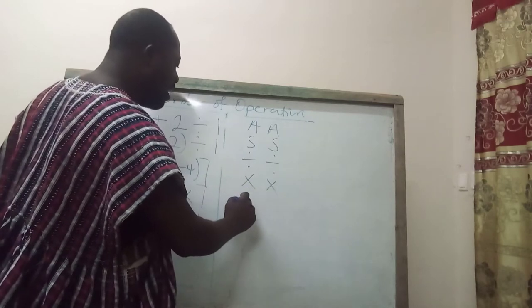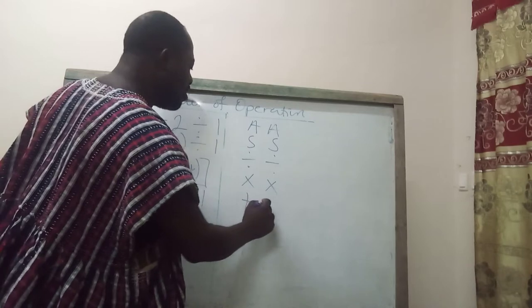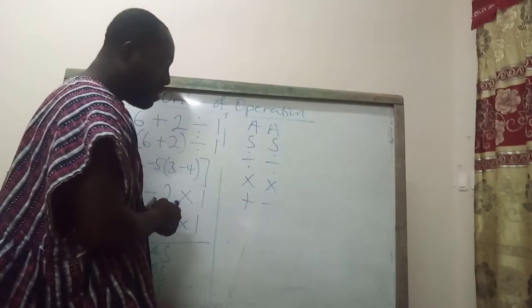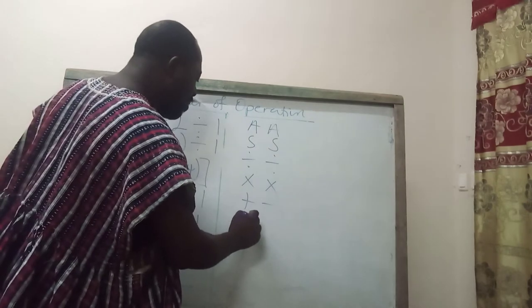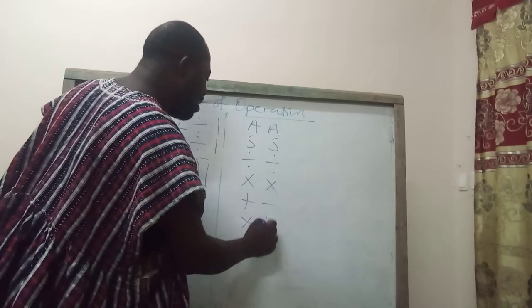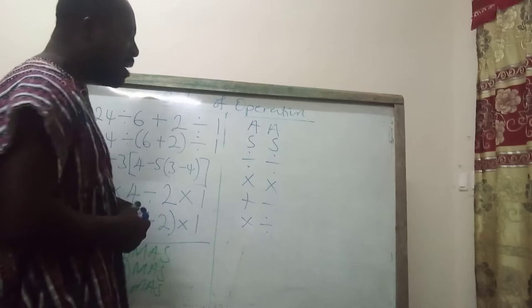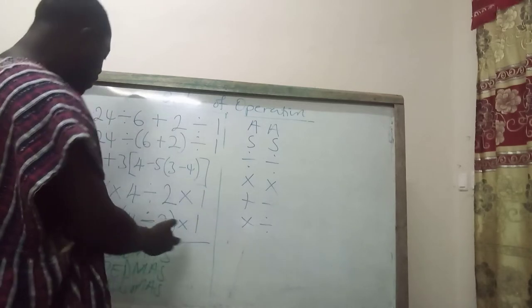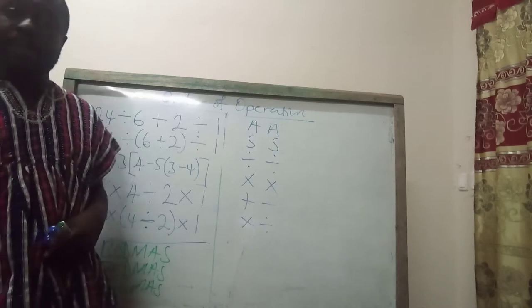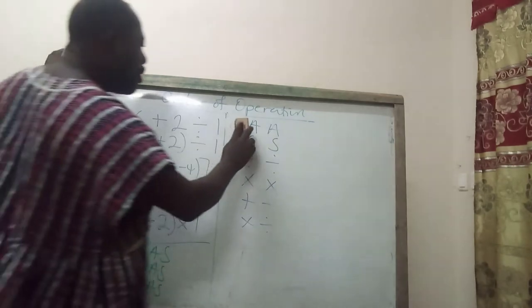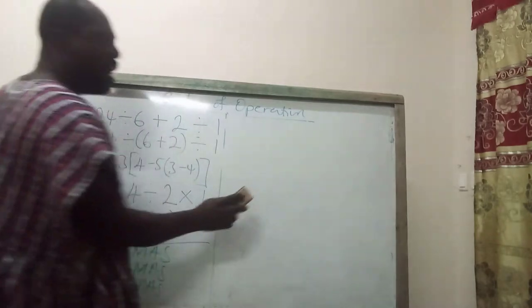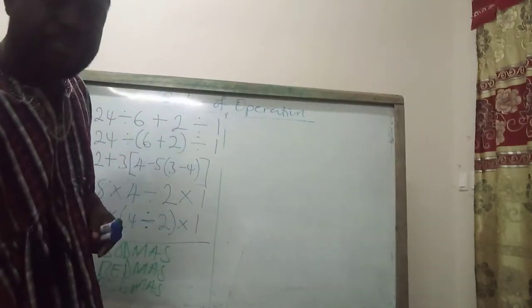We also said that if there is addition and subtraction alone, do the one that comes first, work it first before the second one. If it is multiplication and division alone, the one that comes first, work it first. But when all are together, then we follow that BODMAS principle. So we are coming to tackle these questions and see how we will get them.